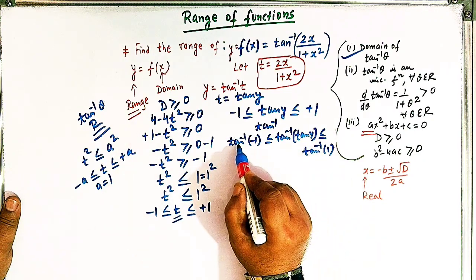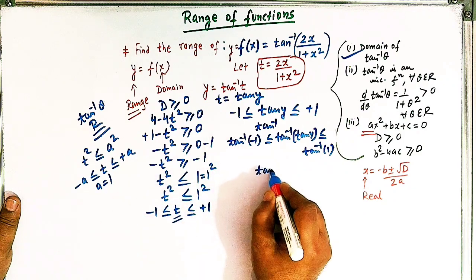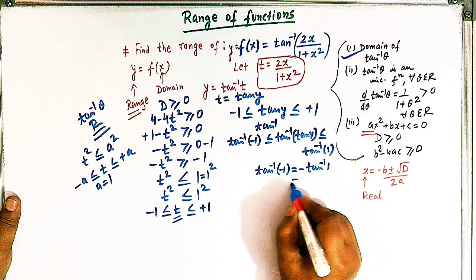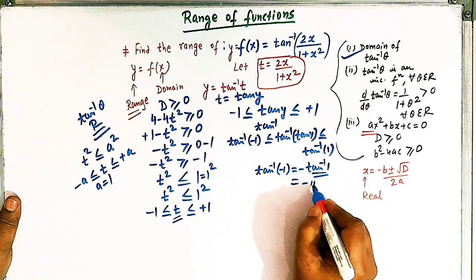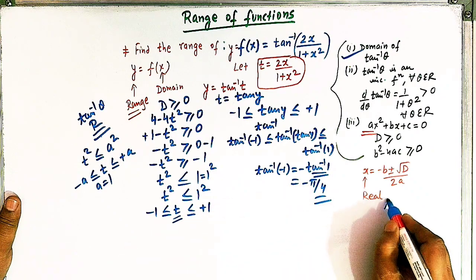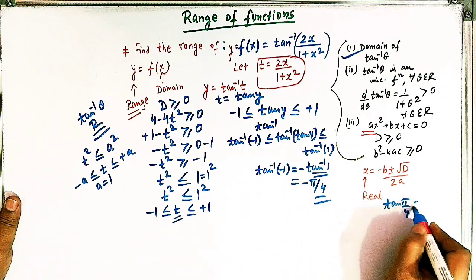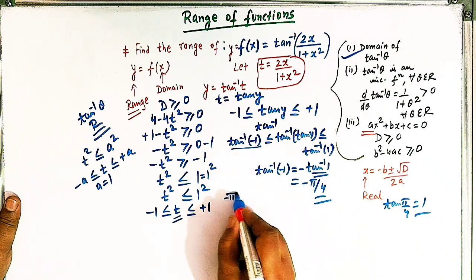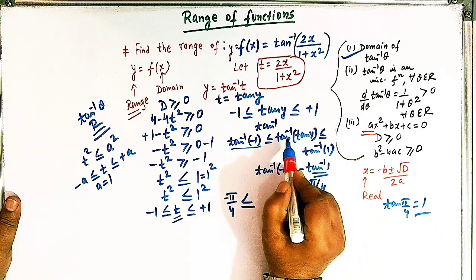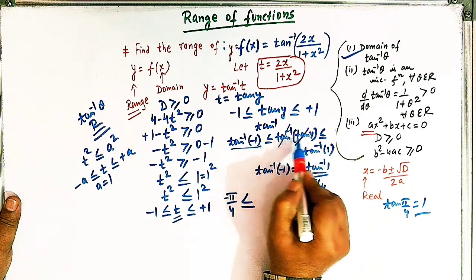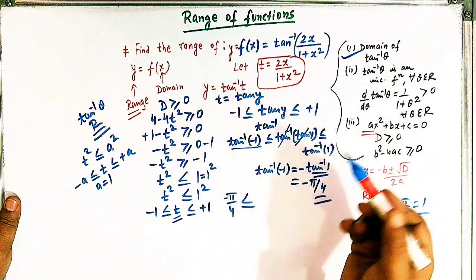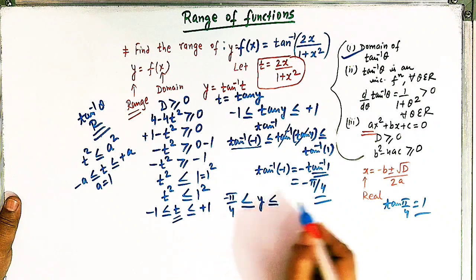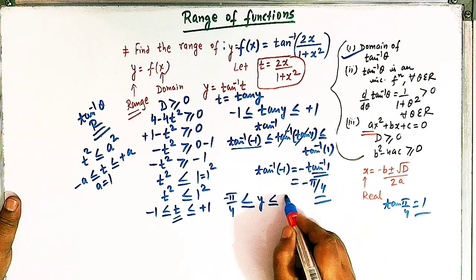So now here tan inverse of -1 is equal to minus tan inverse of 1, and tan inverse of 1 is pi by 4, right? Because tan pi by 4 is equal to 1. So here we can write minus pi by 4, and here this tan and this tan inverse get cancelled due to the definition of principal value branch, and here we have y, and here tan inverse 1 is simply pi by 4, right?